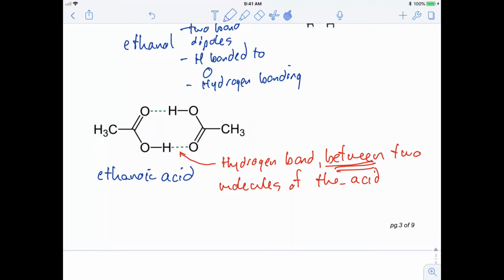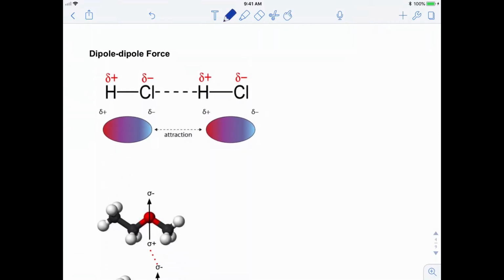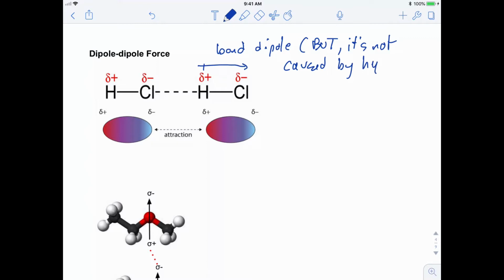It's between. That's why you want to remember, it's about breaking forces of attraction between molecules. The second type is a dipole-dipole force, and as mentioned, this occurs in any polar molecule. Hydrochloric acid, or HCl, is a polar molecule. It has a permanent bond dipole, therefore it has a dipole moment, but it's not hydrogen bonded to nitrogen, oxygen, or fluorine. So we do not get hydrogen bonding in hydrochloric acid.